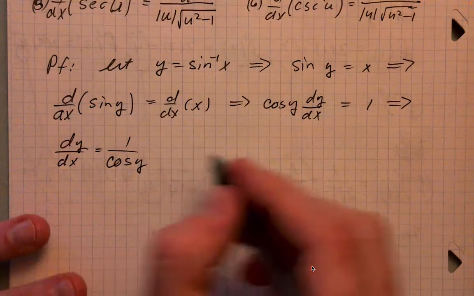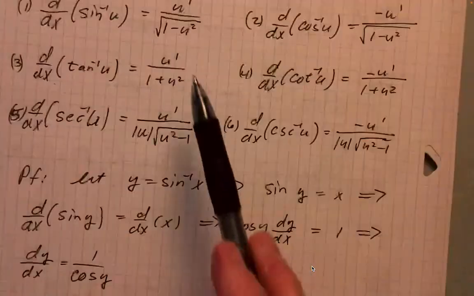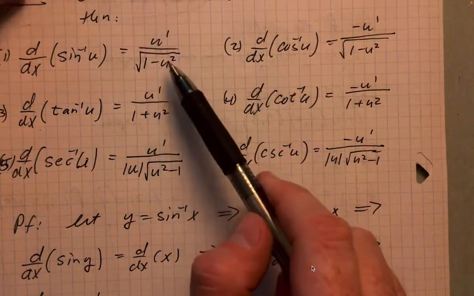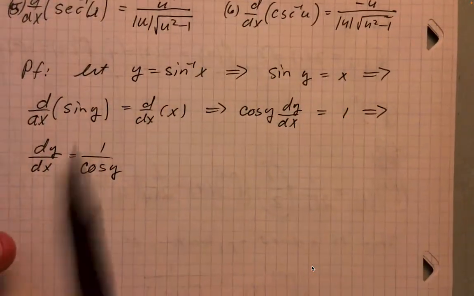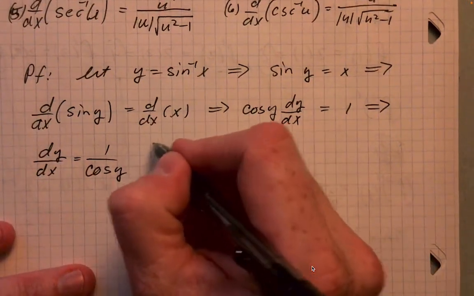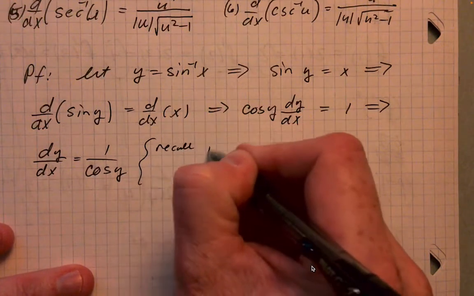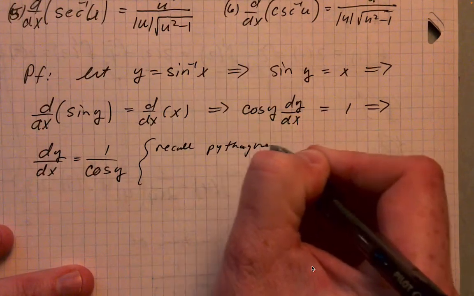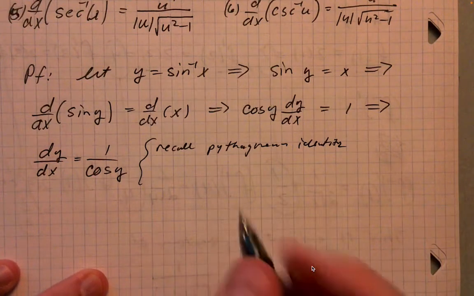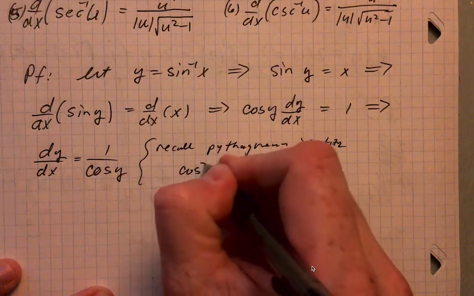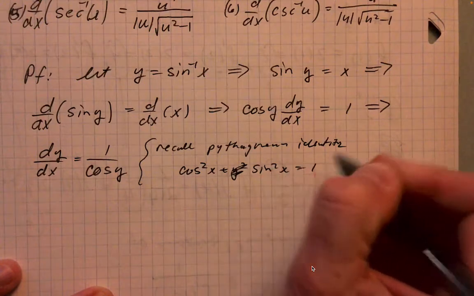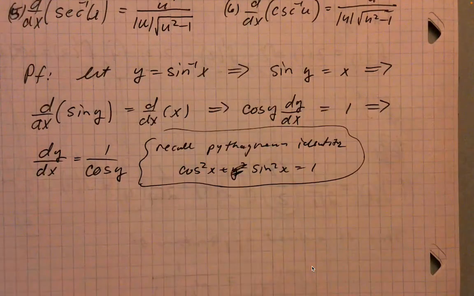And so then to get into the form that we want, up here, which in our case would be just 1 over the square root of 1 minus x squared, we have to recall the Pythagorean identity for sine and cosine. The Pythagorean identity says that cosine squared x plus sine squared x equals 1. All right, so recall that.